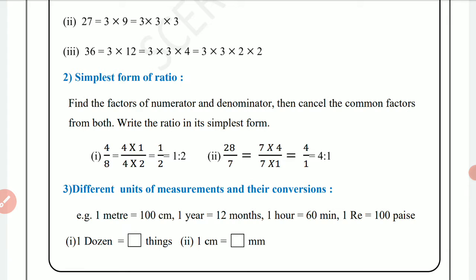And the second example, 28 upon 7 is equal to 7 into 4 upon 7 into 1. 7 is common in numerator and denominator, therefore it will cancel. And the answer is 4 upon 1, which is equal to 4:1.